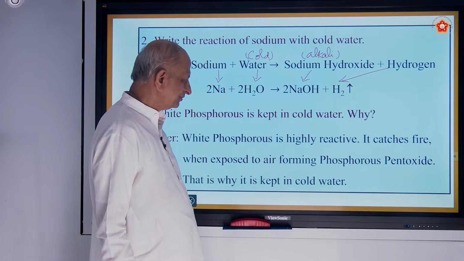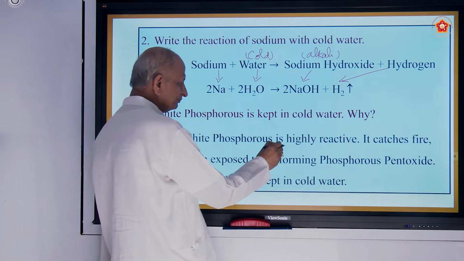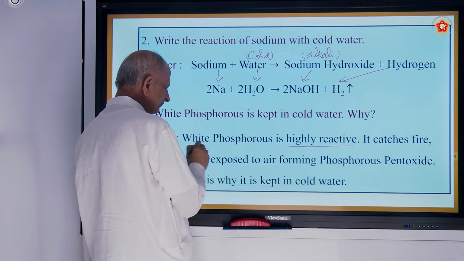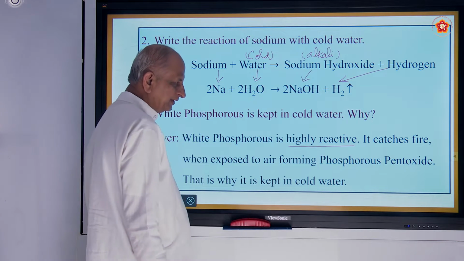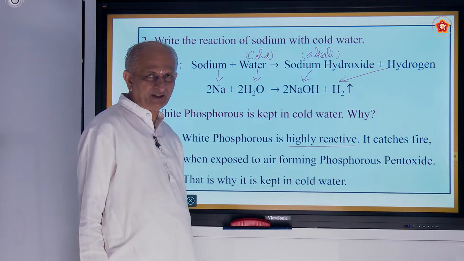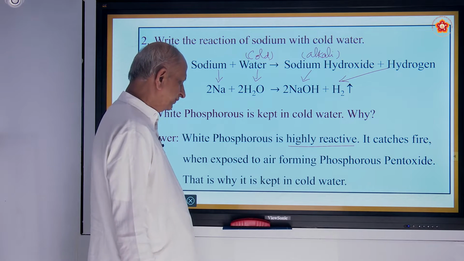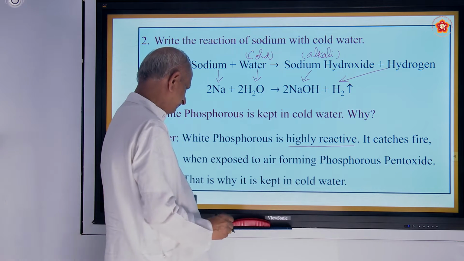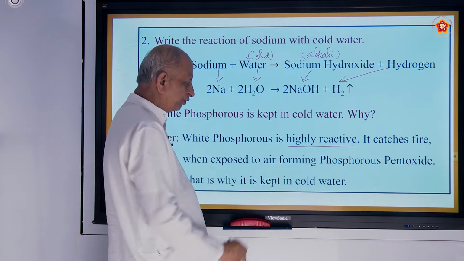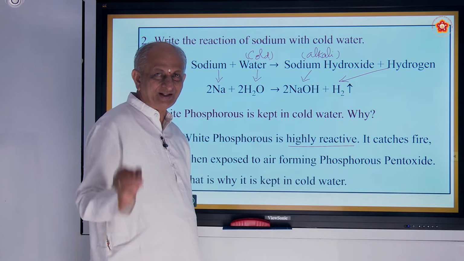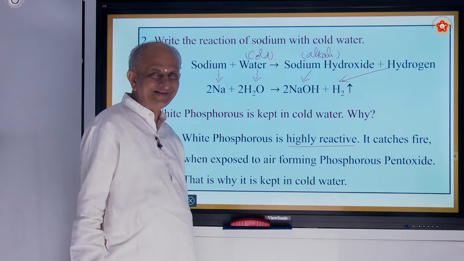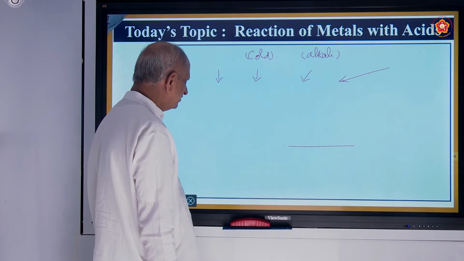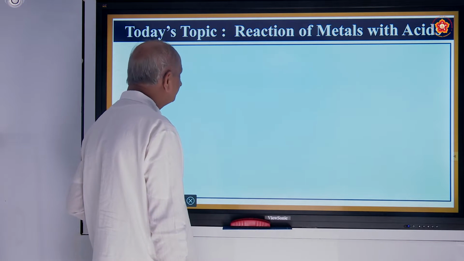It reacts with oxygen, it is very highly reactive. When you say phosphorus, there are two types. One is white phosphorus, another is red phosphorus. Red phosphorus is not so much reactive. White phosphorus catches fire when exposed to air, forming phosphorus pentoxide. That is why it is kept in cold water. It has no reaction with cold water. Correct? So this is the answer to the home assignment.